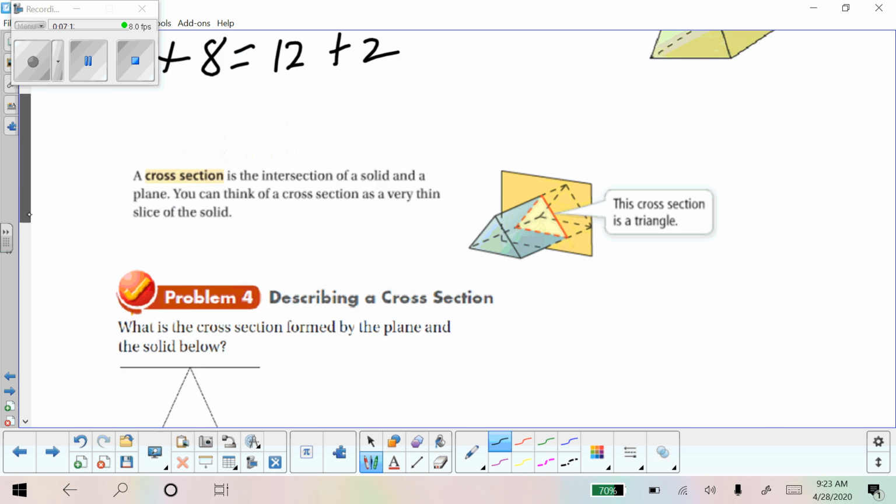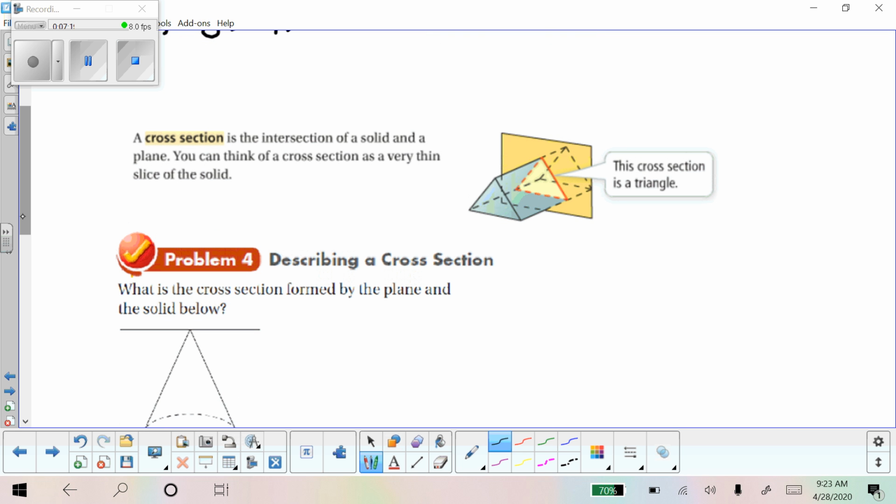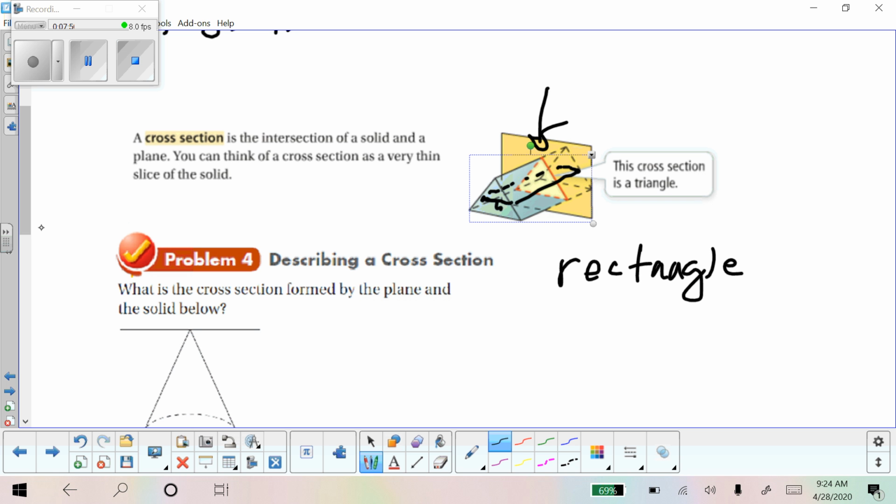All right, now the last thing we're going to talk about is what the cross sections look like in 3-dimensional polyhedra. And there's some sort of a shape. In this case, if we do a vertical cut of this triangular prism the way it's set, we get a triangle. Imagine if we did a horizontal cut, that would look like this. Trying to do a dotted line there. That shape would be a rectangle. So depending on how you cut it, you can get different 2-dimensional shapes. So the cross section is a plane figure.